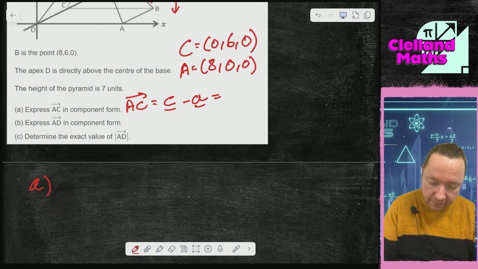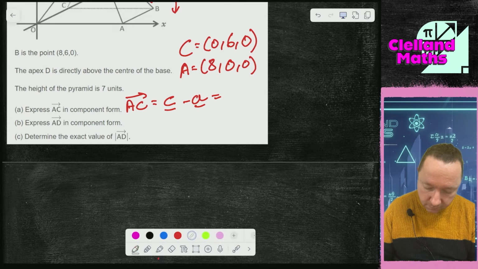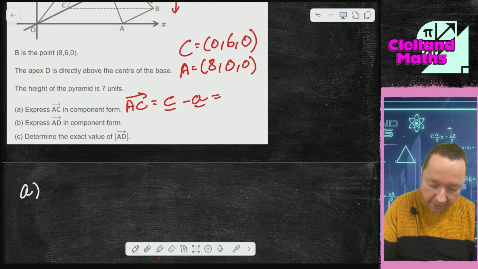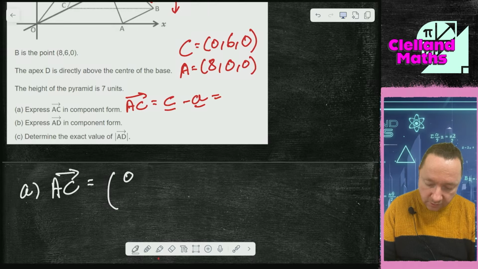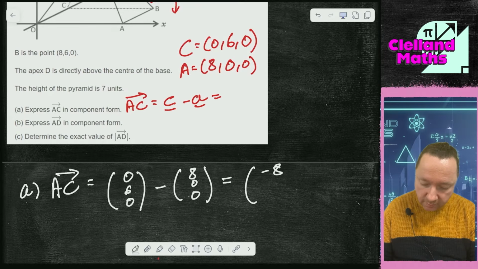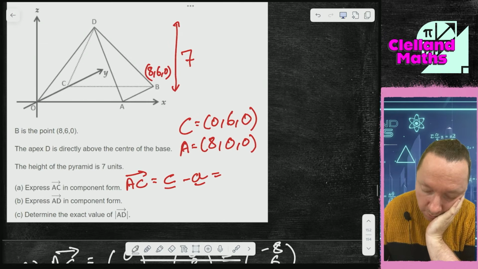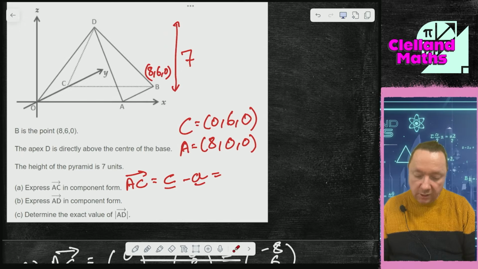So for part A, A to C is my C, which as a vector is 0, 6, 0, minus my A, which is 8, 0, 0. That's minus 8, 6 minus 0 is 6, 0 minus 0 is 0. And we're done there. Just a quick note on this one, because your teachers might not teach you this.